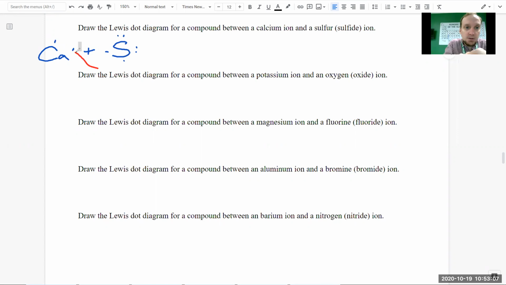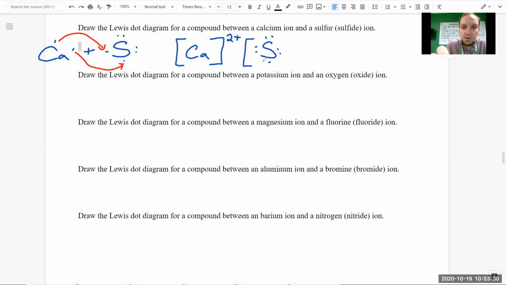So for example, this one's going to move right here, this one's going to move right there, and so it's going to get the 8 that it requires, or desires, I should say. Calcium is going to lose both of its electrons, so there's calcium with no dots whatsoever. Therefore it's a 2 plus. And then sulfur had 6. It got one more from the calcium and another one from the calcium. So there's 8. Because it took 2, it's going to be a 2 minus charge.